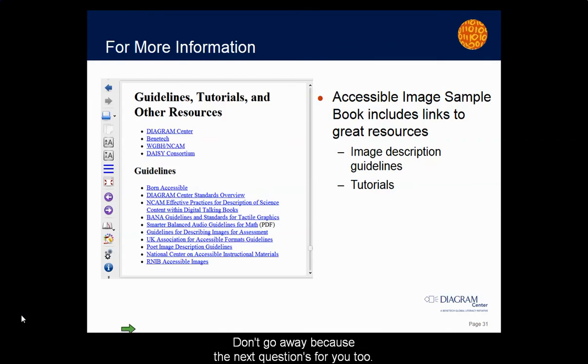Don't go away, because the next question is for you, too. Somebody's asking, what applications do you use for producing tactile images, like bar graphs or images, in standardized tests? It depends on what your output equipment is. If you're using a high resolution embosser, of which there are three on the U.S. market, you would use a software that would work for that.